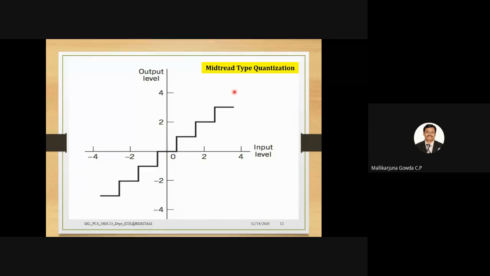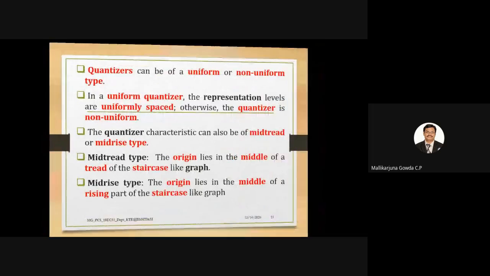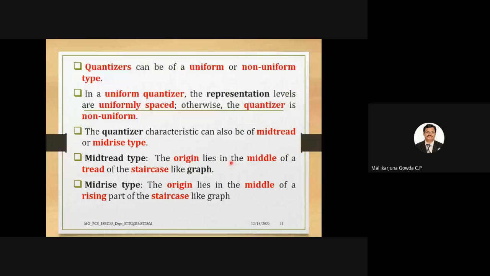So why it is called mid-tread type is here. See, this is what we call a tread, and it is at the middle of this origin. That is why it is called a mid-tread type of quantizer. To say in words, the origin lies in the middle of the tread of the staircase. As I said, this quantization process leads to a staircase waveform. So the origin lies in the middle of a tread of the staircase-like graph. That is why it's called mid-tread type.